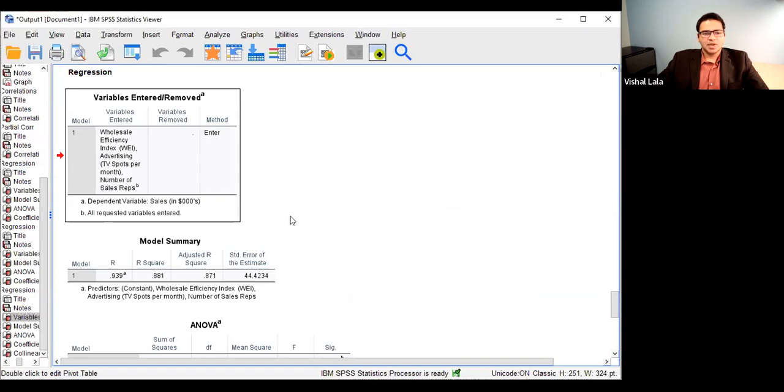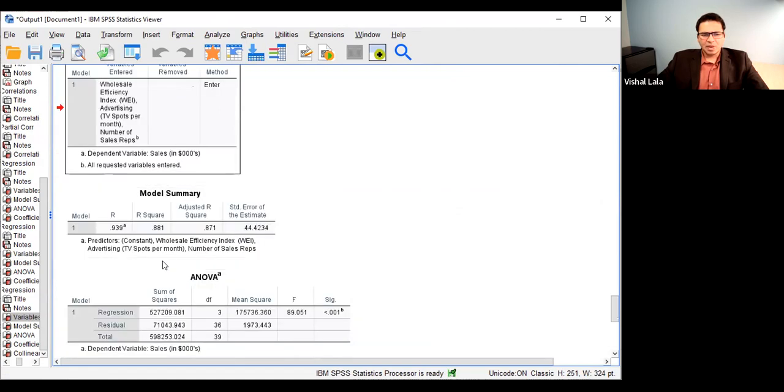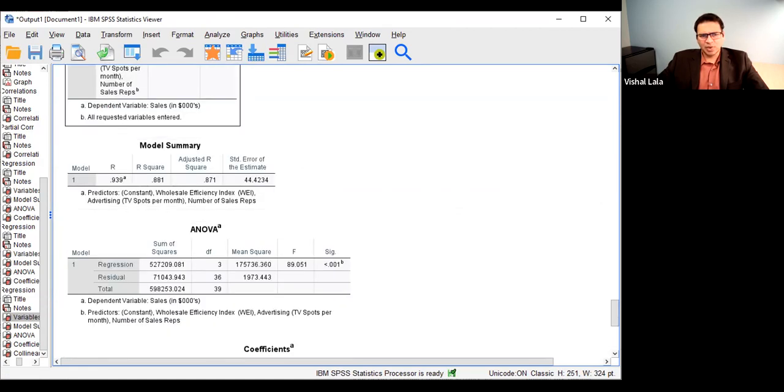First things first, let's examine our overall R-squared. Overall R-squared is a whopping 0.881. It's pretty big. But let's not make qualitative judgments about R-squared. That R-squared should be examined using its statistical lens. Specifically here, our F statistic is 89, and our p-value is 0.00, less than 0.001.